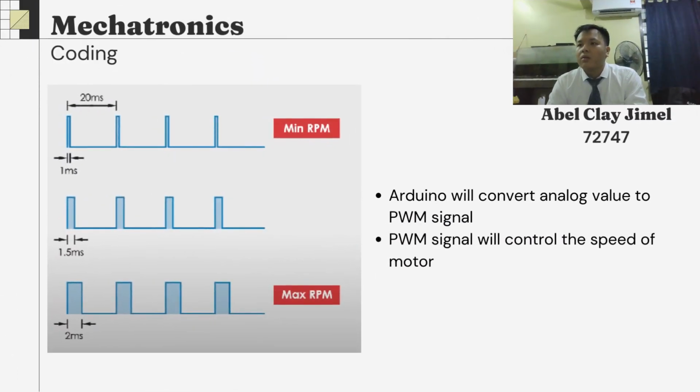So I will explain how our coding works. To control the speed of the ESC using a potentiometer, the Arduino will read the analog value from the potentiometer and convert it into a PWM signal, which stands for pulse width modulation, because the ESC can only read PWM signals. The signal is then sent to the ESC, and the PWM signal will control the speed of the motor by adjusting the duty cycle.